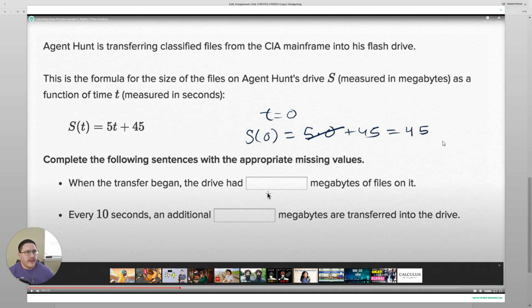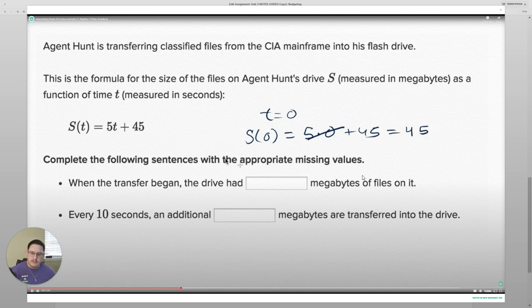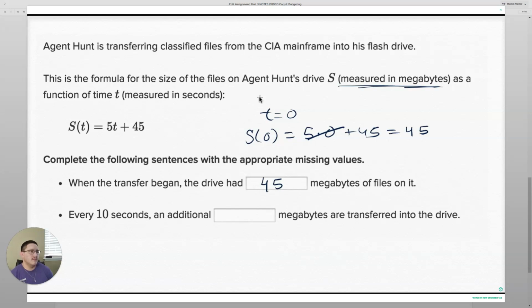Now notice again what he did right there: t is a measure of time. When the transfer began, that's code for time equals 0. So 0 gets plugged into the equation, 5 times 0 plus 45, and we know that once the transfer began, the drive had 45 megabytes of files on it. And S is measured, they tell us, in megabytes. So there were 45 megabytes of files on his drive before or right when the transfer began.